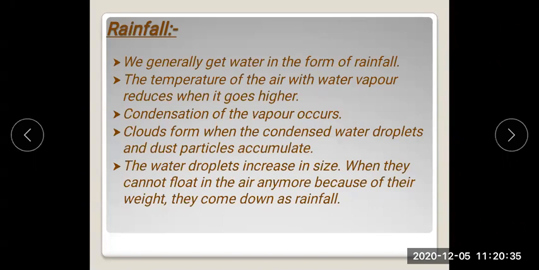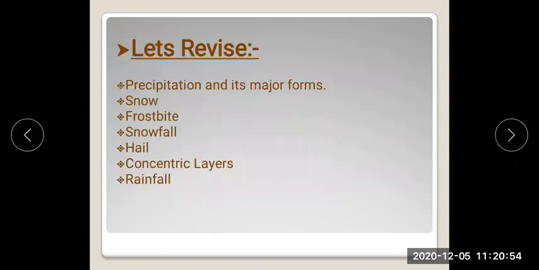Here we have completed the three major forms of precipitation. First was snow, second was hail, and third was rainfall. Yes, let's have a revision now, students, in a very quick way.